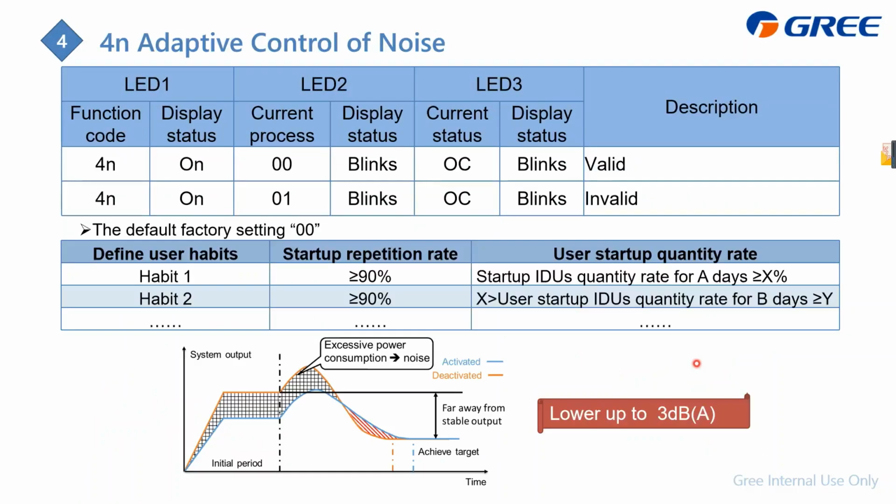Okay, it's 4G. This function is called adaptive control of noise. This function can decrease the noise according to your habit, so it decreases the noise and can also decrease the power consumption of the whole unit. The default setting is 00, which means it's valid. It can control the noise according to your habit. It's the default setting, but if you do not want this function, you can set 00 to 01. Okay, it's adaptive control of noise.